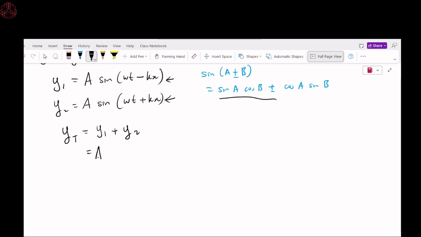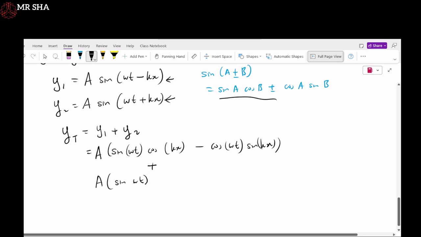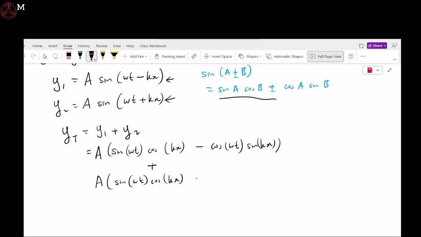So y1 will be A sine ωt cos kx minus A cos ωt sin kx. And y2 will be A, again the same thing, sine ωt cos kx. The difference is here I'm going to have a plus A cos ωt sin kx. Okay, there we go. Now we have two equations that we need to add.